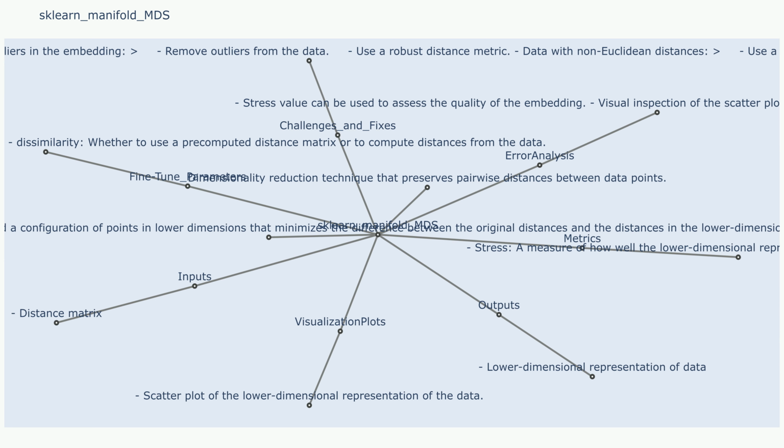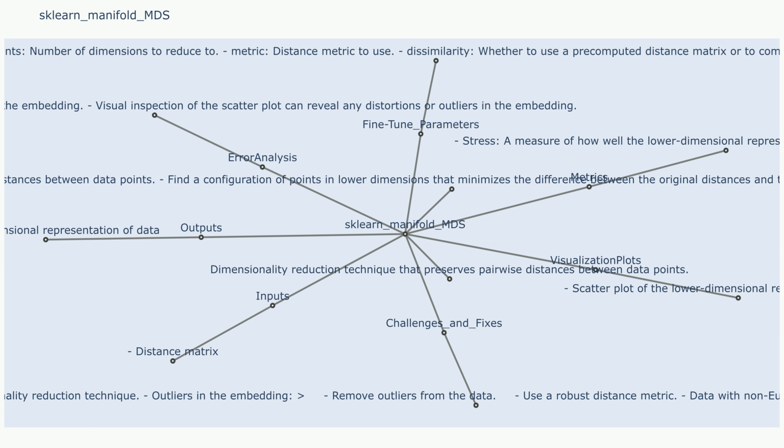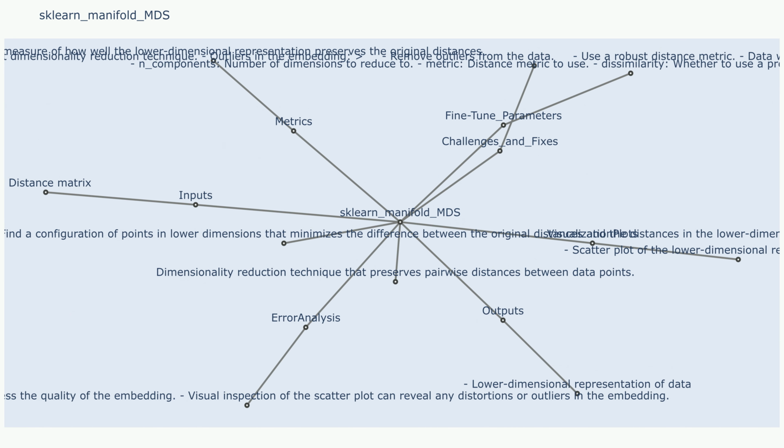It is used to visualize high-dimensional data in a lower dimensional space, often 2D or 3D, for better understanding and analysis. Inputs. Input 1. Explain in detail a distance matrix representing the pairwise distances between data points. It can be obtained from a variety of methods, such as Euclidean distances, Manhattan distances, or other similarity measures.